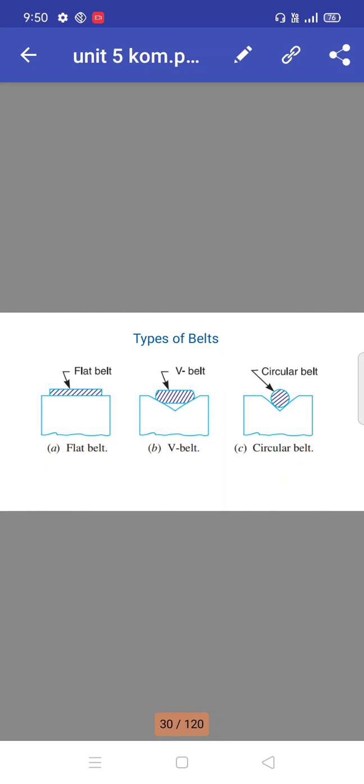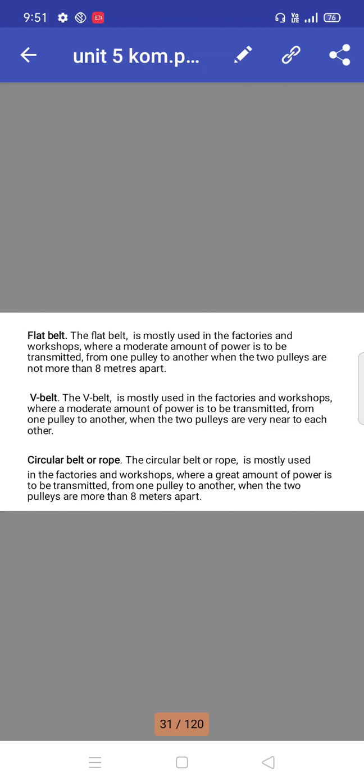Types of belts: flat belt, V belt, and circular belts. Flat belt: the flat belt is mostly used in factories and workshops where a moderate amount of power is to be transmitted from one pulley to another when the two pulleys are not more than 8 meters apart. V belt is mostly used in factories and workshops where a moderate amount of power is to be transmitted from one pulley to another when the two pulleys are nearer to each other.